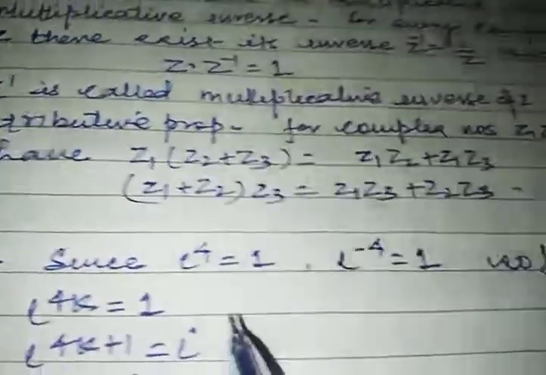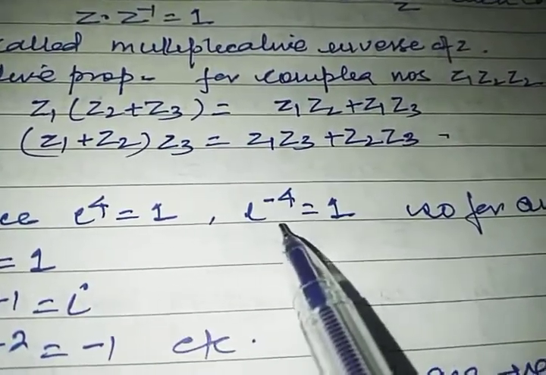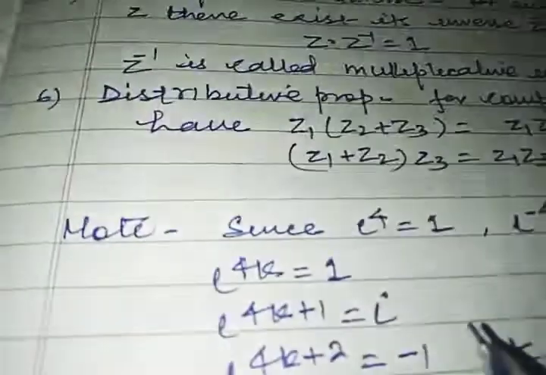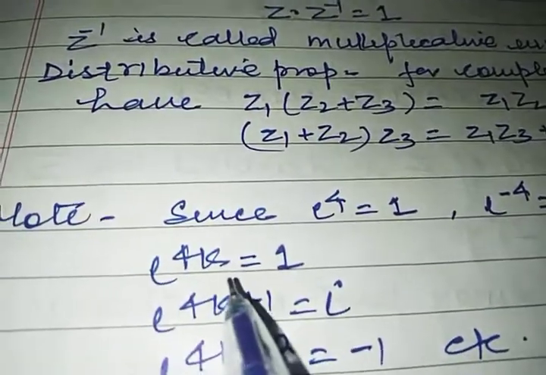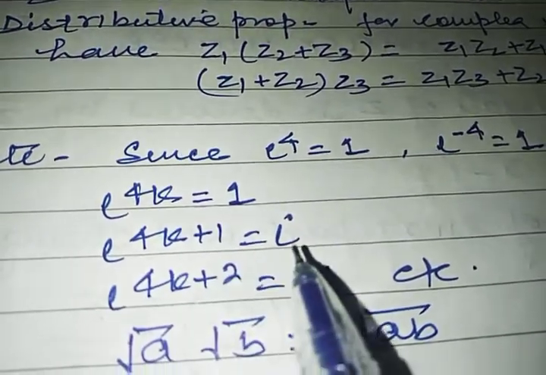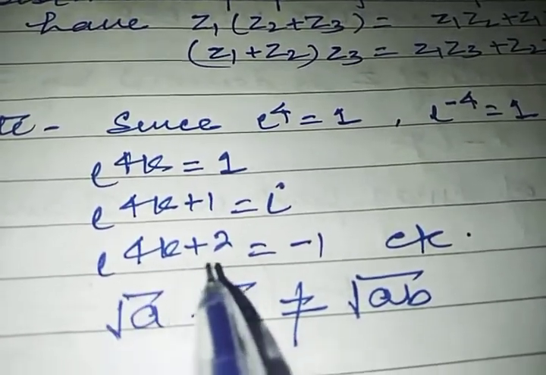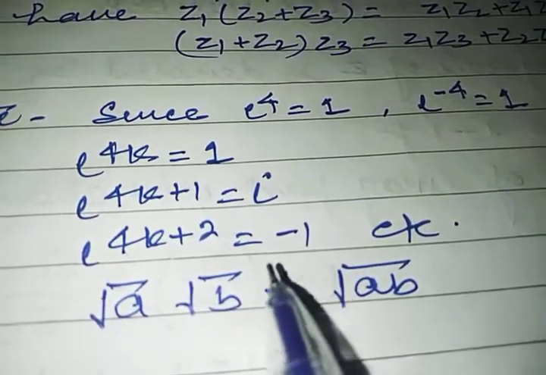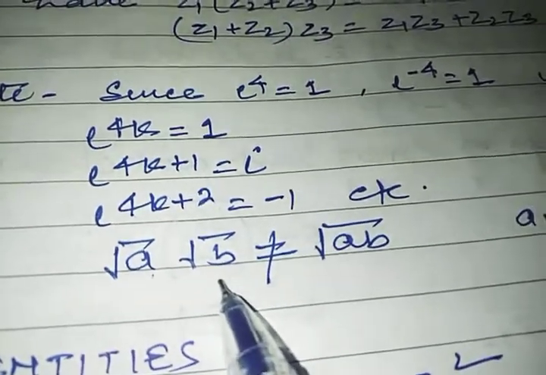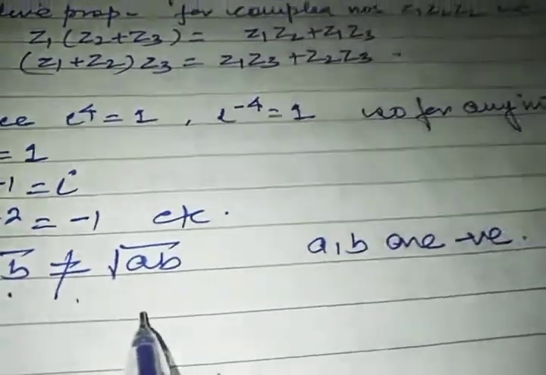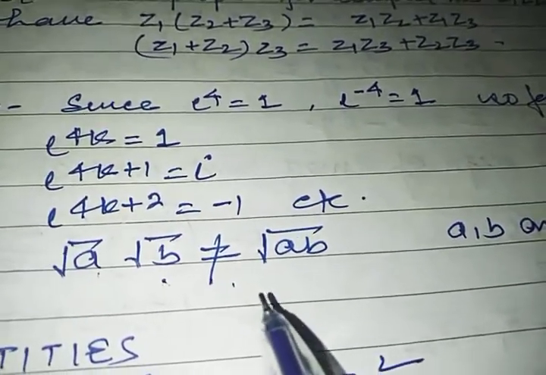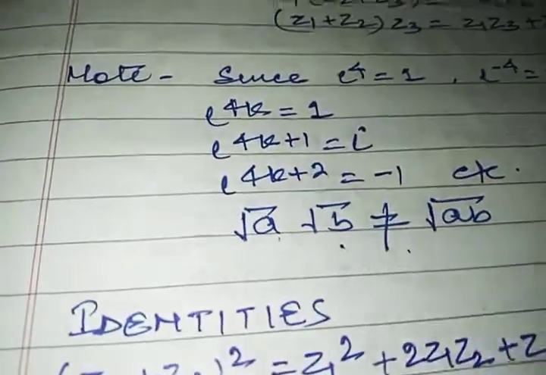Some notes are there. i to the power 4 is equal to 1, i to the power minus 4 is also equal to 1. So for any integer k, i to the power 4k will be equal to 1, and i to the power 4k plus 1 is equal to i, and i to the power 4k plus 2 will be equal to minus 1. One thing more: root a into root b is not equal to root ab when a and b are negative numbers.